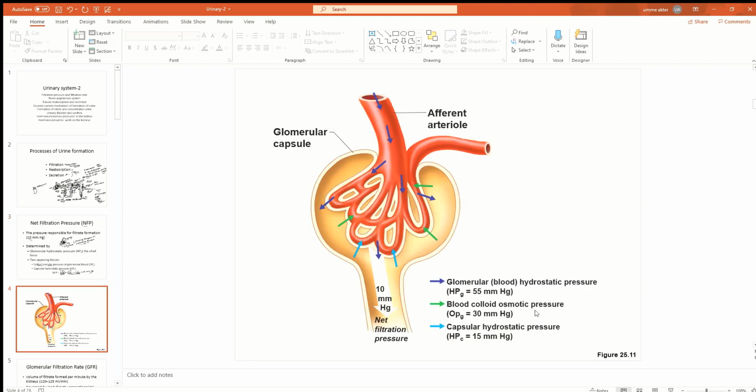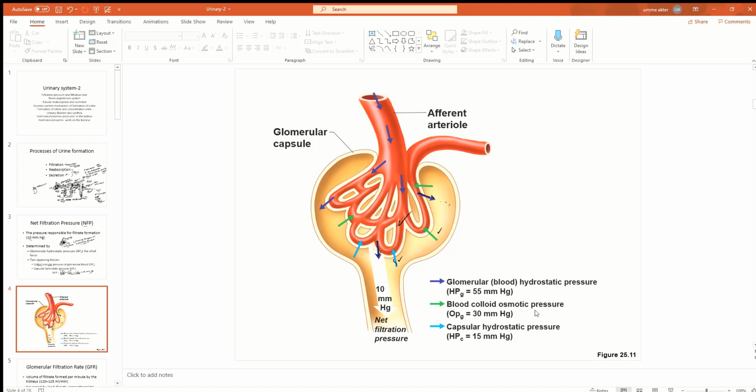So here you can see more clearly, this is the glomerulus here. So blood is flowing, and the blue one is the pressure, the highest pressure that is trying to push the fluid out from the blood to the nephron. So this one is trying to cause the filtration, and these two are opposing.